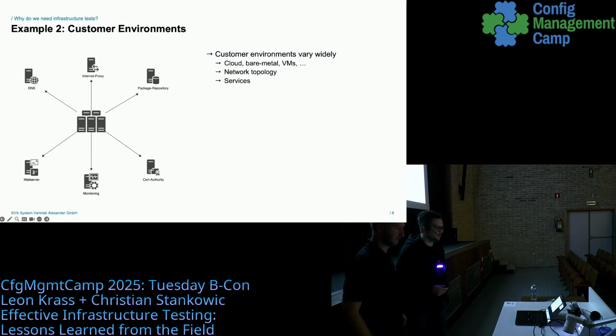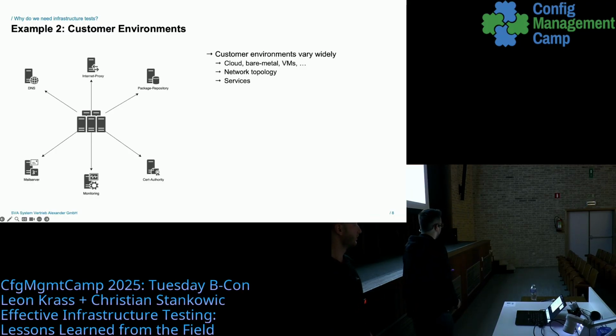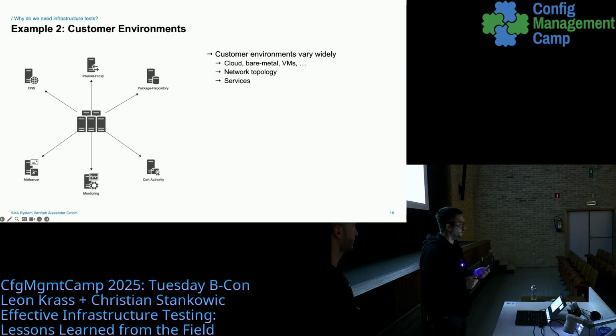Okay, let's head to the next example that we are going to share: customer environments, of course. We are working in a consulting company, so quite often customers book us for setting up their infrastructure, which means that we're dealing with multiple cloud providers, bare metal machines, and virtual machines in every kind of flavor. It's Proxmox, KVM, VMware, you name it, every vendor that you can think of. Of course, we also have network topology and services.